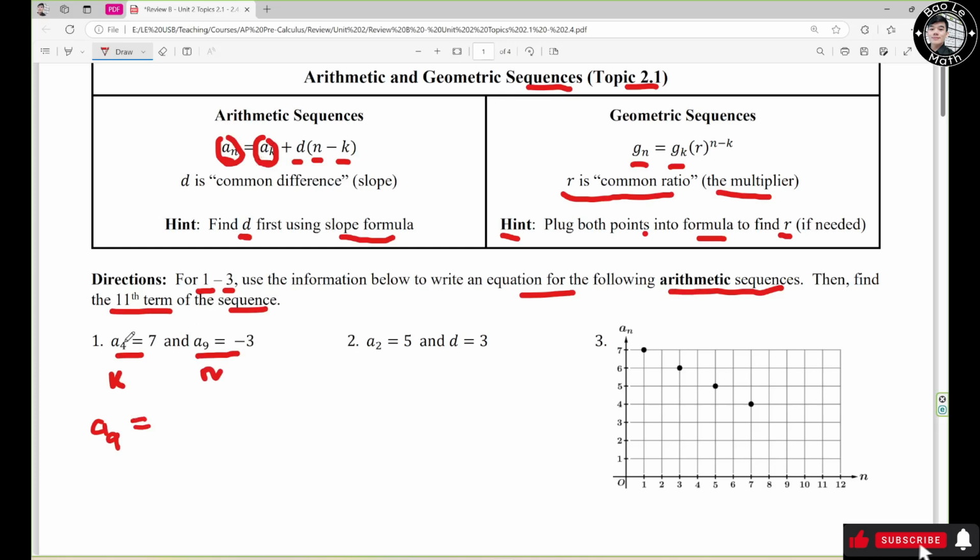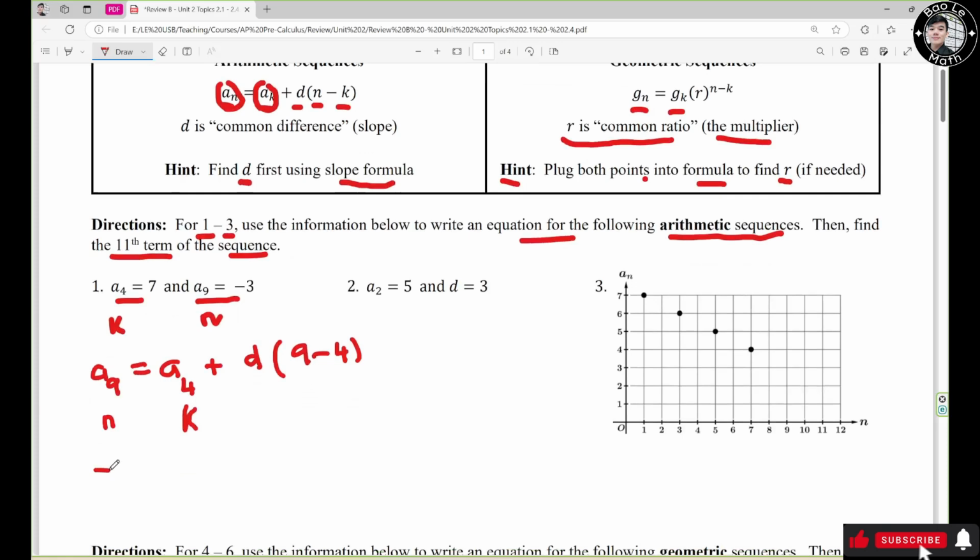So we have a sub n equals a sub k, which means a sub 4, right? Plus the common difference, we don't know it, so we put d, right? Now k equals 4, n equals 9, so it's 9 minus 4. Now I substitute values. Negative 3 equals 7 plus d times 5, right? Now I'm going to subtract 7 from both sides. So I have 5d equals negative 10, so d equals negative 2, right?